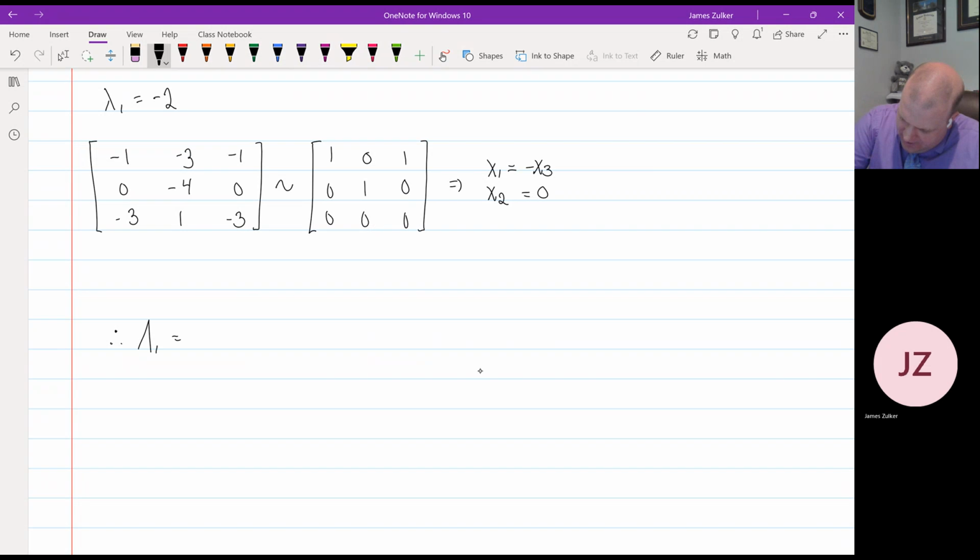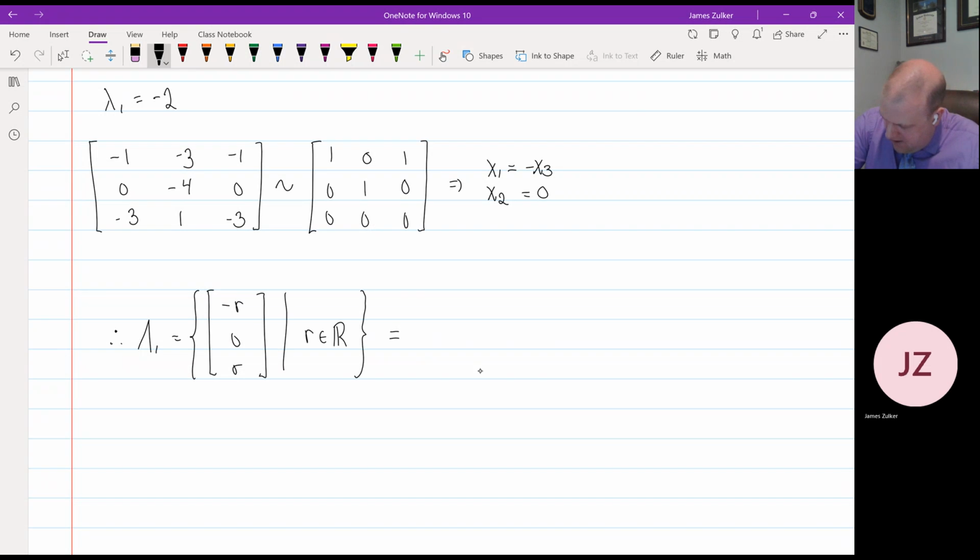And so the first eigenspace is the set of vectors of the form -r, 0, r, such that r is any real number, meaning we have, as a basis, the set of the vector -1, 0, 1.